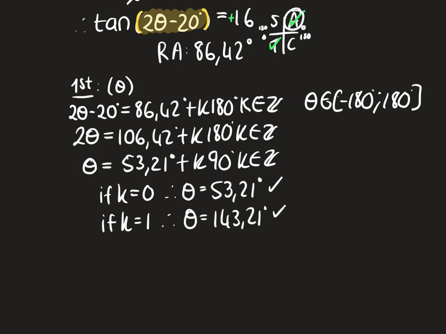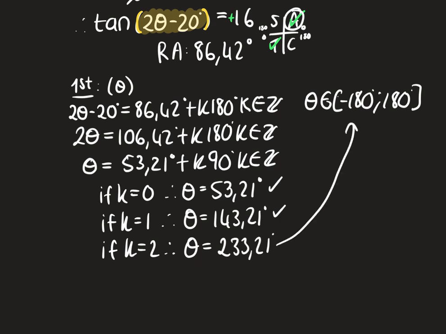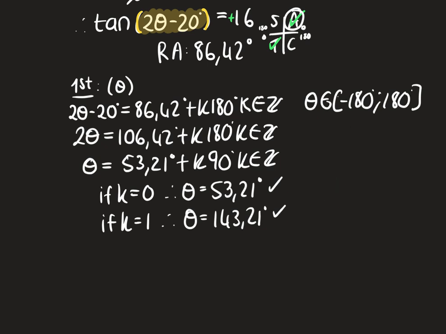Now we're going to say if k equals 1, therefore theta equals 143,21 degrees. Does that fall in? Yes, it does. Let's try 2. Let's have a look. So if k equals 2, therefore theta is going to equal 233,21. Does that fall within this domain? Definitely not. So we don't have to include it. So we can rub it out. I'm writing it out just to show you, but what you can do is mentally do it in your brain to see whether it is going to fall in, and then you can decide whether you're going to put it in as a solution or not.